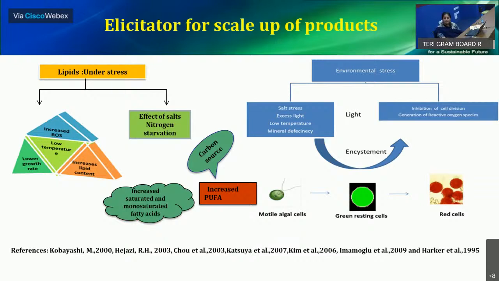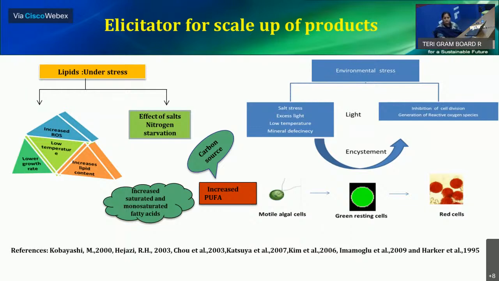And there are many studies which show the effect of salts and nitrogen starvation in increasing PUFA productivity. But this is very generic. The reports mention that you can use low temperature or high light, but it all depends on your target. If you want to extract multiple products out of algae, then you need to use a combination of multiple stress factors in order to achieve both the lipids and the carotenoids at the same time.